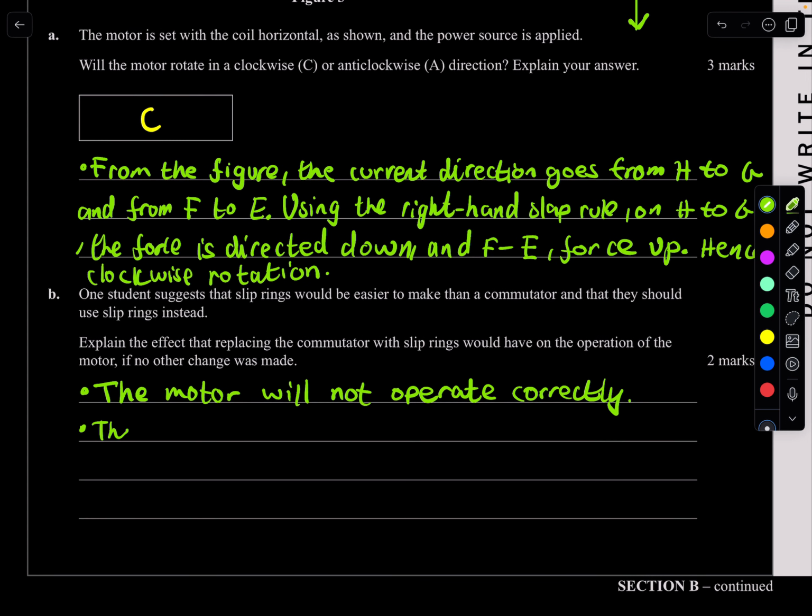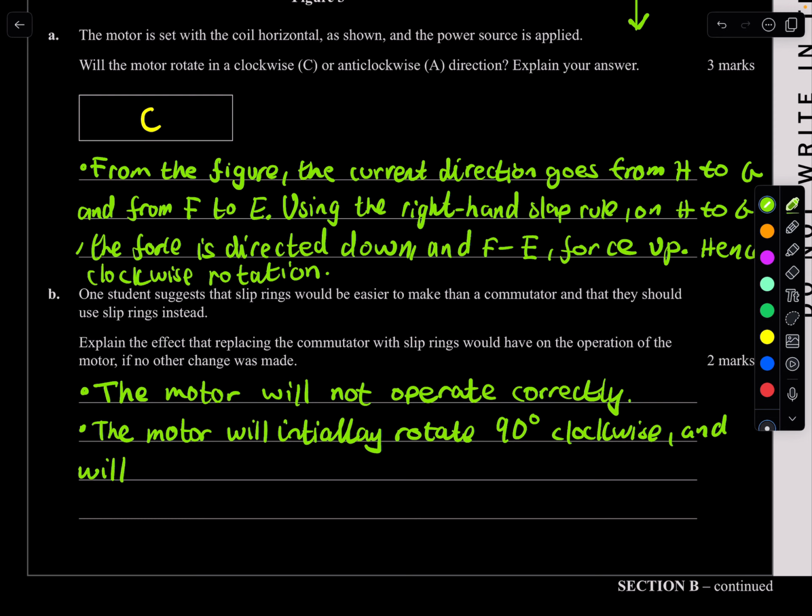So, the motor will initially rotate 90 degrees clockwise and will stop in the vertical direction. Because, of course, in real life, this doesn't happen. I've talked a little bit, there is still a force, and so then it will, of course, oscillate.